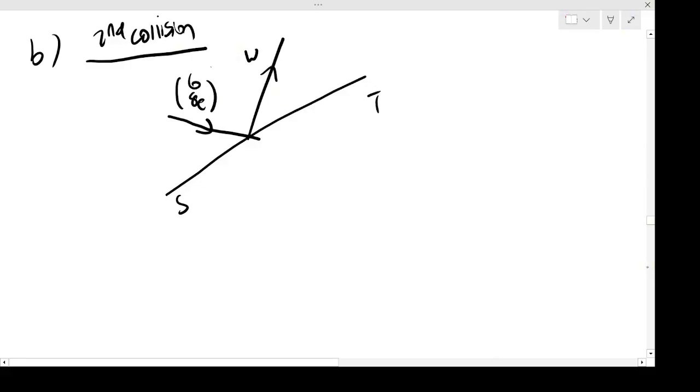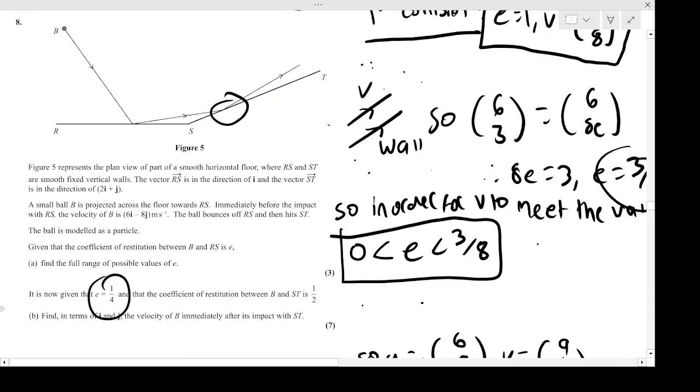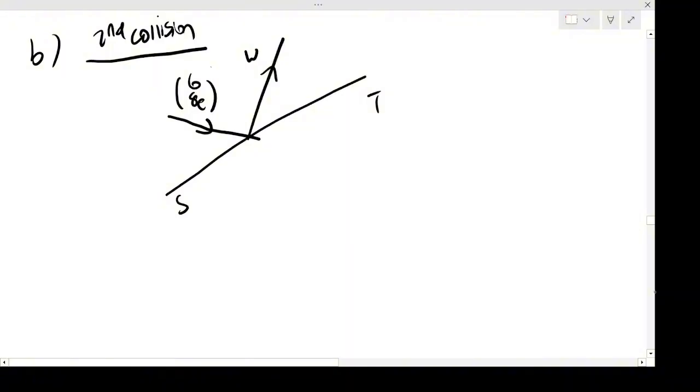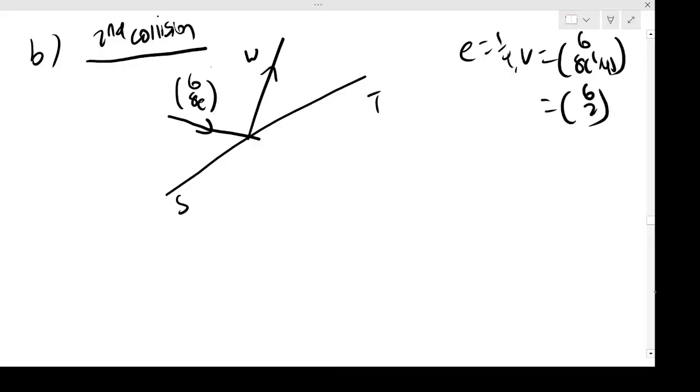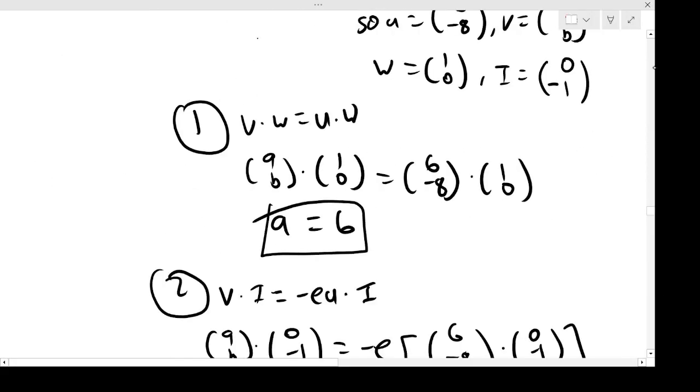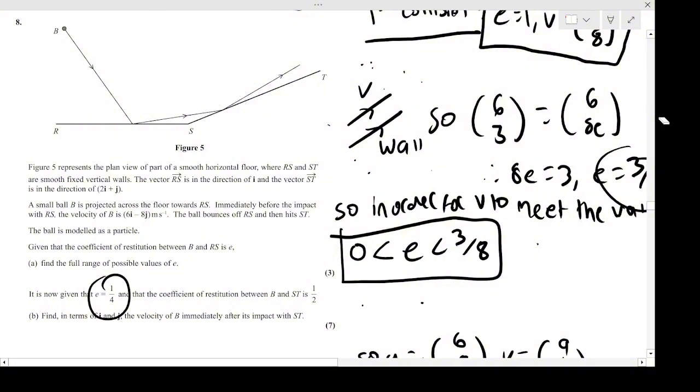And actually, I know what E is. Okay, so E, we're told, is a quarter. So actually, I can simplify V. So if E is a quarter, V is going to be 6 and then 8 lots of a quarter, which is going to be (6, 2). So I can simplify that quite nicely. And there we are. I also know that my wall vector, as I just discussed previously, is going to be 2I and J. That's with the second wall. So it's going to be (2, 1). So that's going to be my wall vector. Okay, (2, 1).